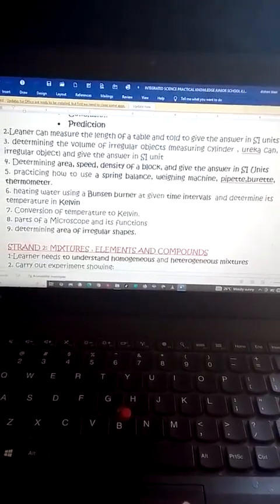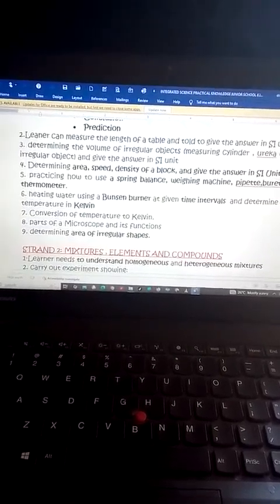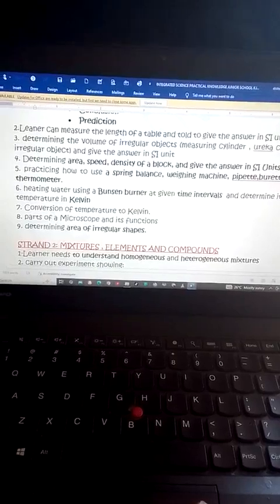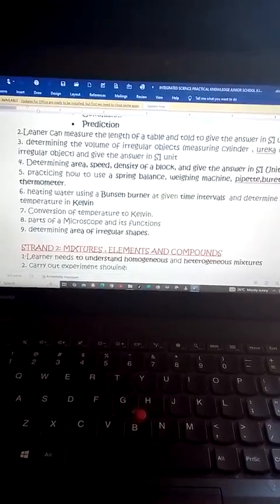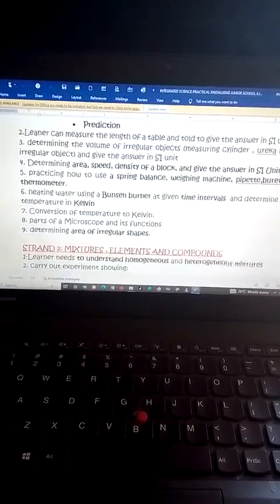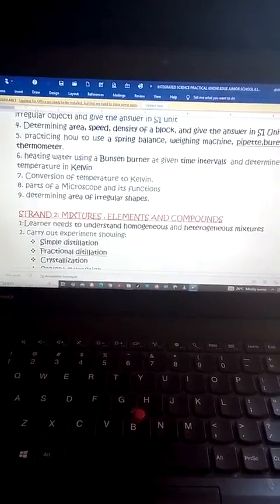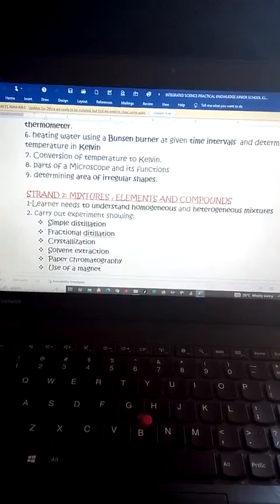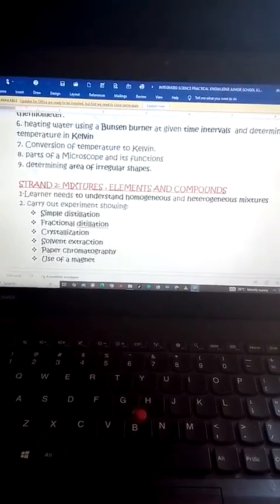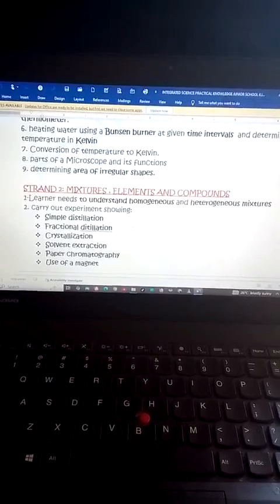also need to know the parts of a microscope and its function. And also determine the area of an irregular shapes. Then strand 2, learner needs to understand homogeneous and heterogeneous mixtures.